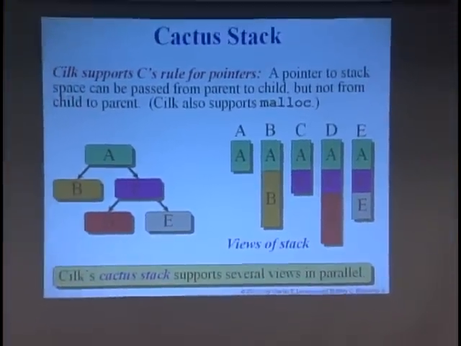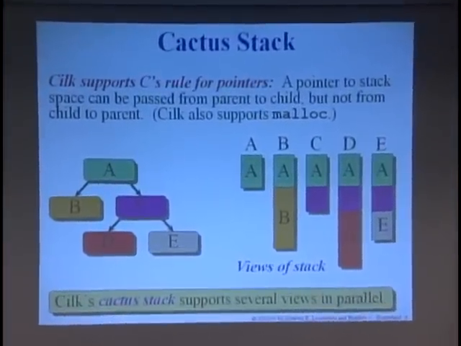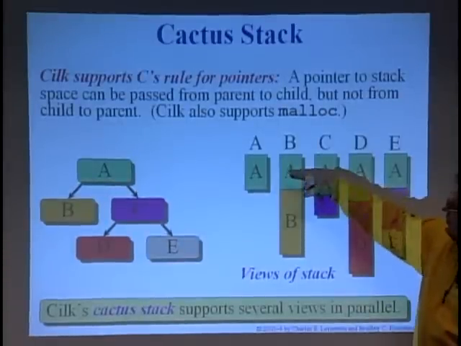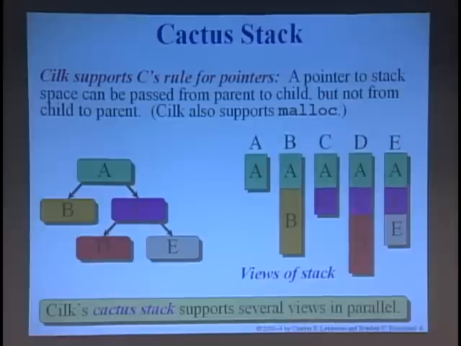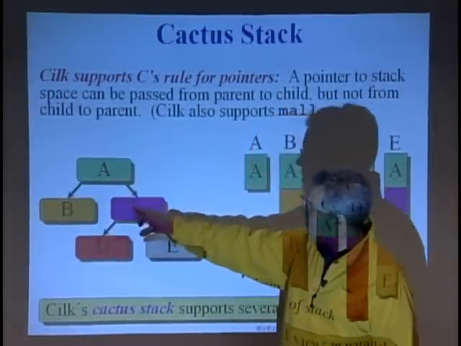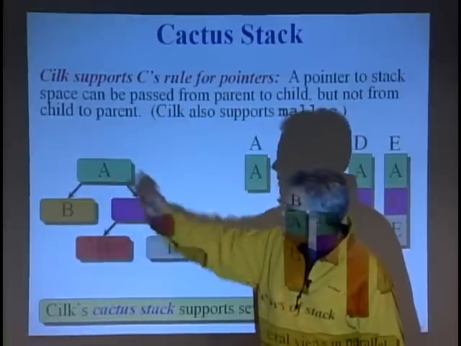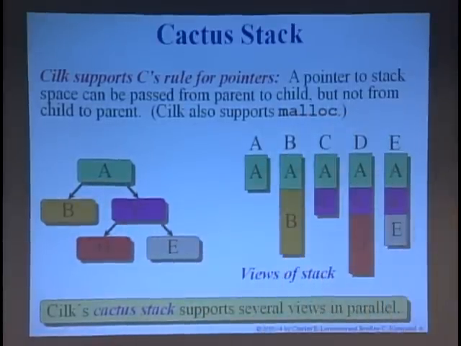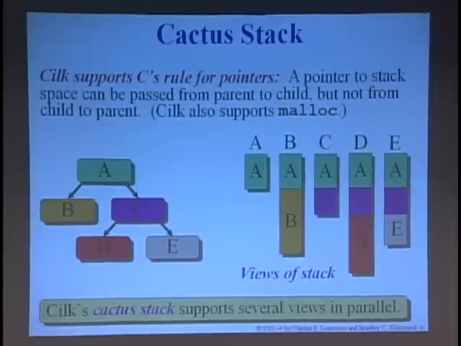Cilk supports C's rule for pointers, for whatever dialect you have. If you have a pointer into the stack, and then you call, you're allowed to use that pointer in C, and so in Cilk you are as well. Normally in C you would call A, then B returns, then C and D. C and D can refer to anything on A, but C can't legally refer to something on B, and the same rule applies in Cilk.